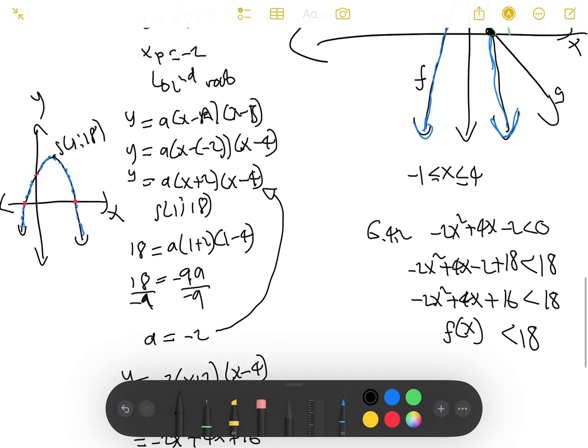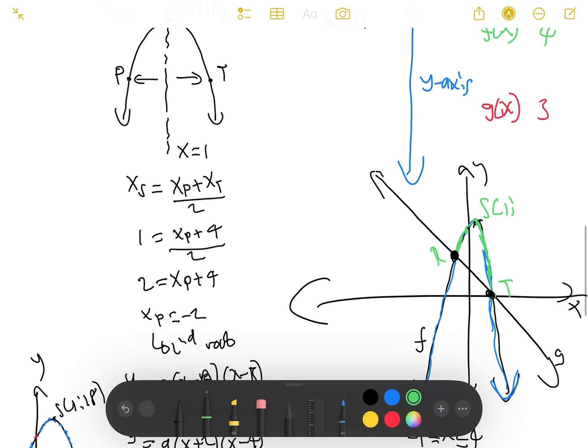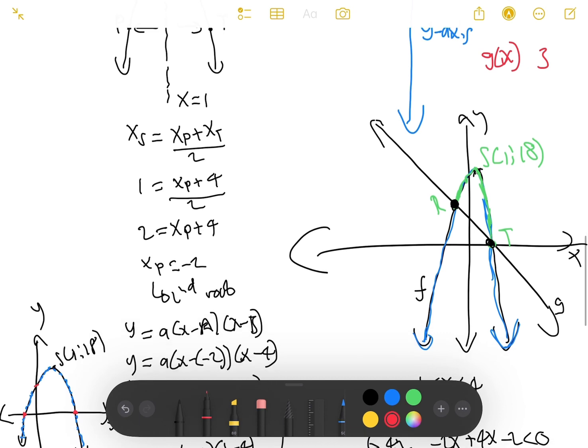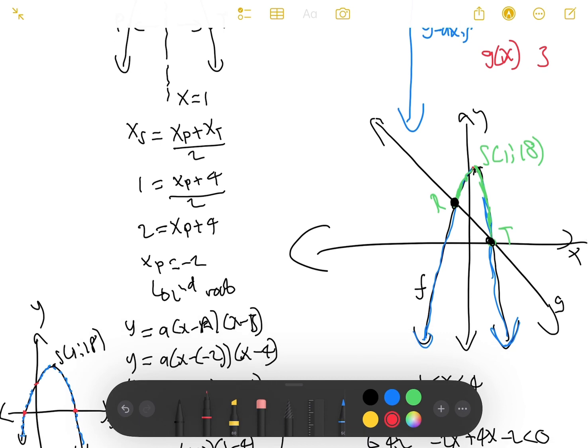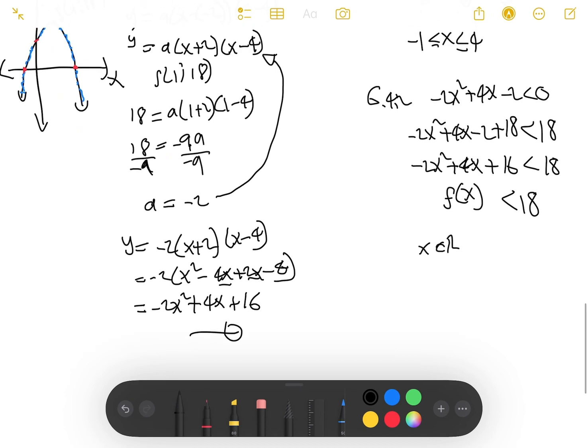Okay, going back to our graph, we noted that this point here was (1, 18), right? So where is the graph less than 18? Basically, our graph is less than 18, moving from this point all the way down. Also moving from this point all the way down. The y values are less than 18, right? So we therefore say x is an element of the real numbers where x is not equal to 1. So every other x value except where x equals 1, right? That is what is gonna enable us to have our f of x being less than 18.